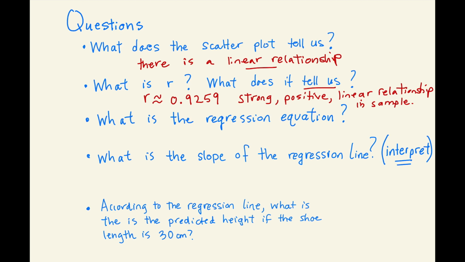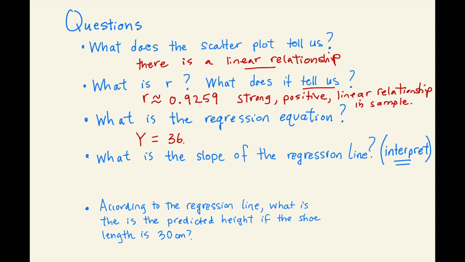Okay, and what is the regression equation? Again, using StatCrunch, we found y, which is the variable for the height, was about 36.77 plus 4.59x, and these are rounded to 2 decimal places. And remember, x represented the shoe print length. So what is the slope of the regression line? That is the coefficient of the x variable, the explanatory variable, and that was 4.59.